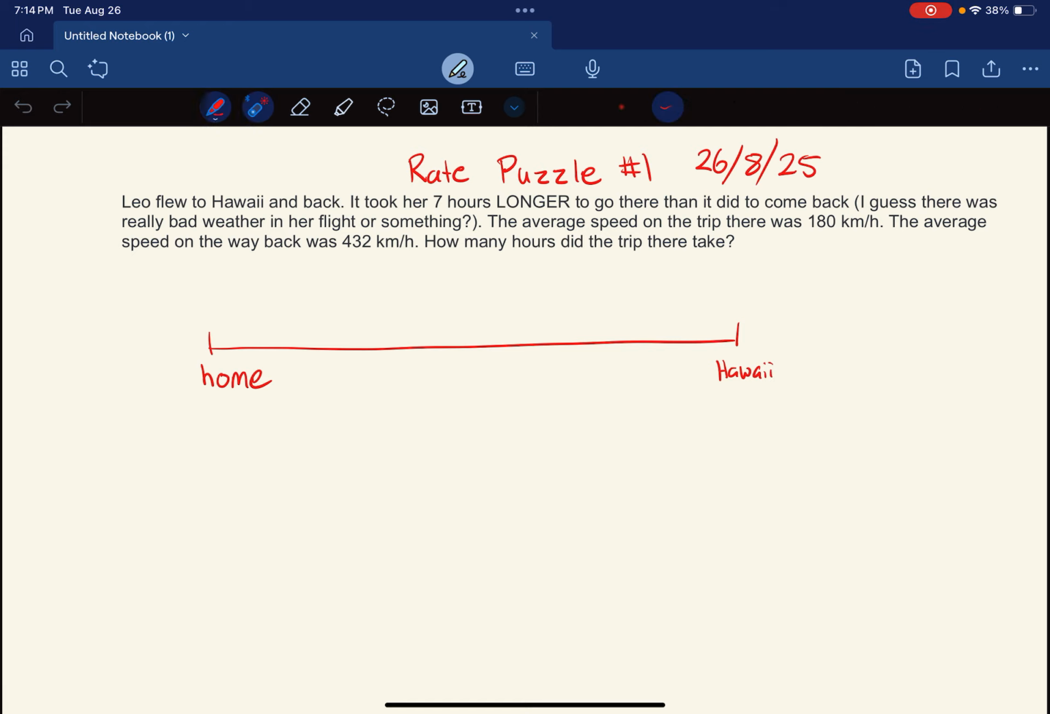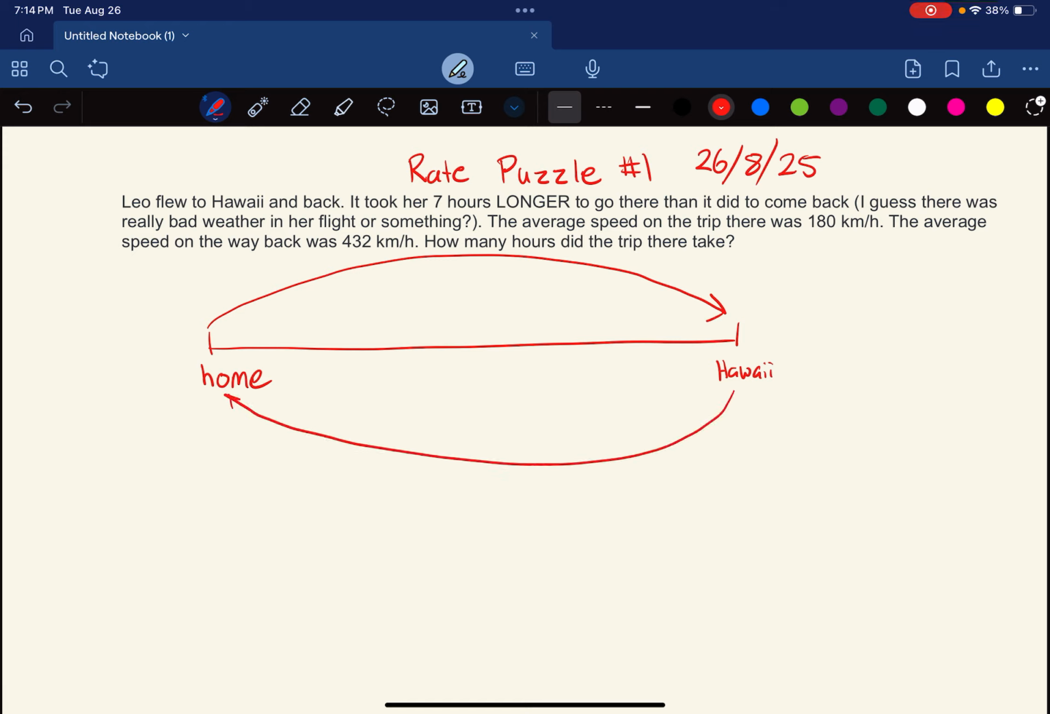Okay, so here's my diagram. She goes from home to Hawaii, and then from Hawaii back home. Excellent diagram. All right, it took her 7 hours longer to go there, so to go from home to Hawaii. So I'm just going to make a note here. It's plus 7 hours from what? I don't know the total amount of time. I just know it's plus 7 hours compared to that flight down there. I guess there was really bad weather or something.